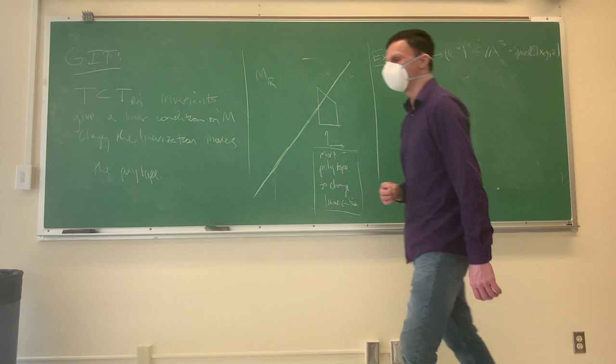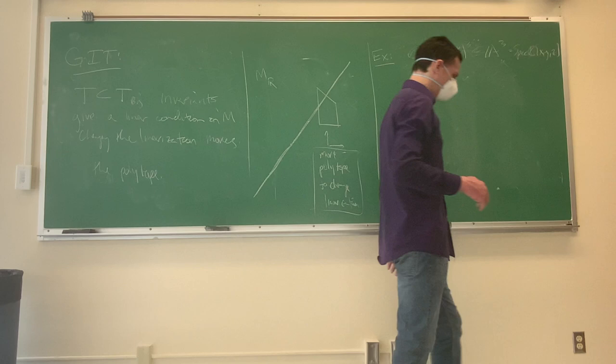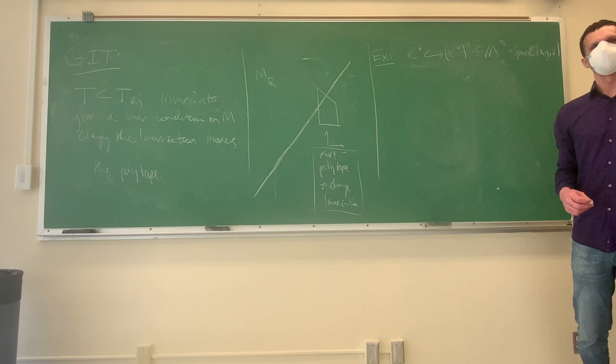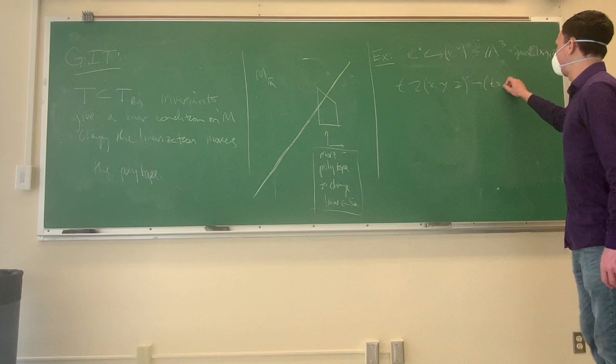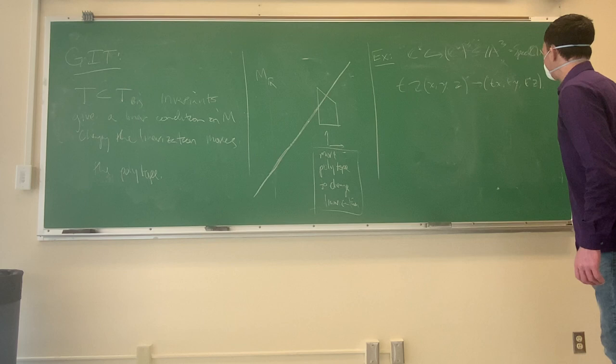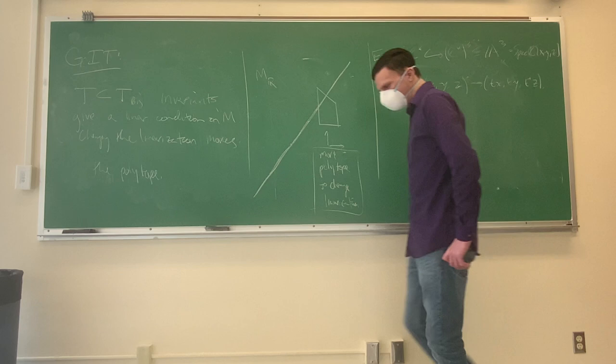When I do these kinds of problems, I usually put my torus first, and then the thing that'll be varying is the linearization. So what I want to pick today is that T acts on X, Y, and Z, and sends them to Tx, Ty, and T inverse Z. I think this is what I want. We'll just see what this does.